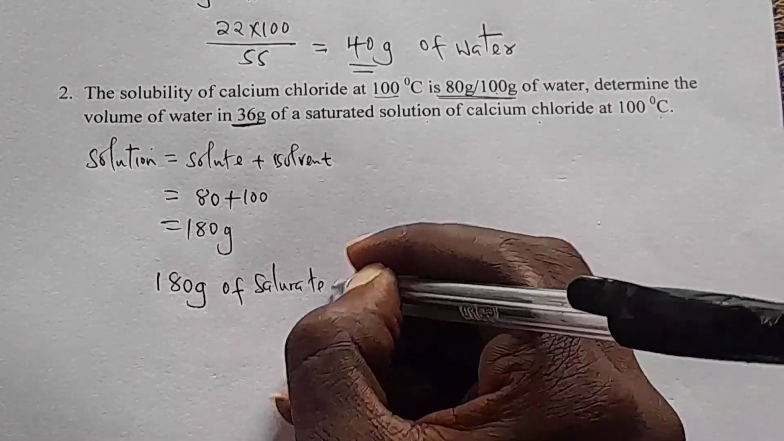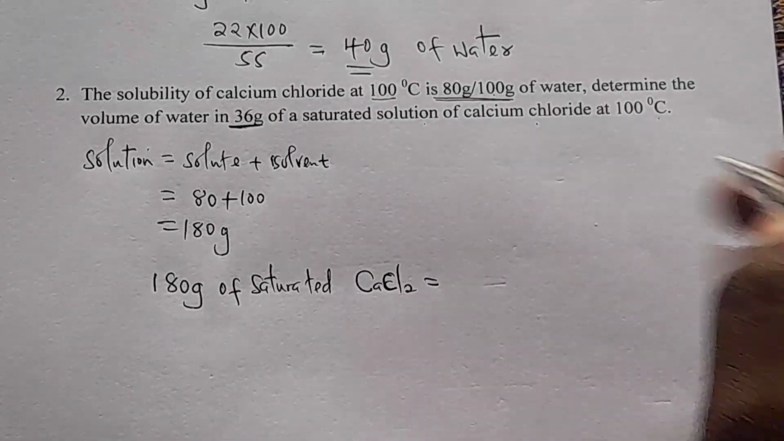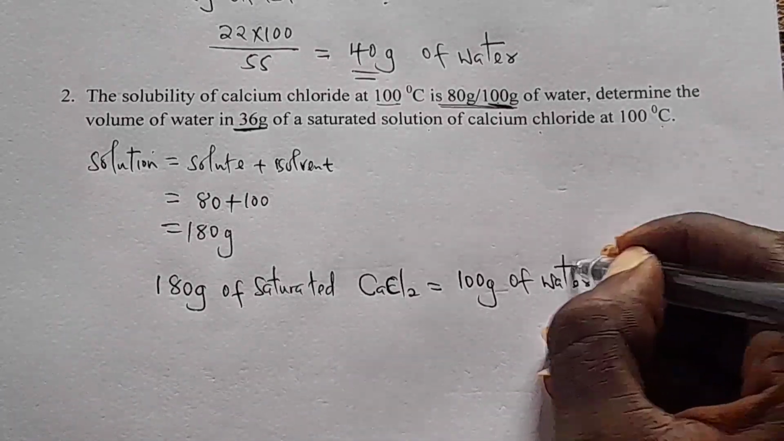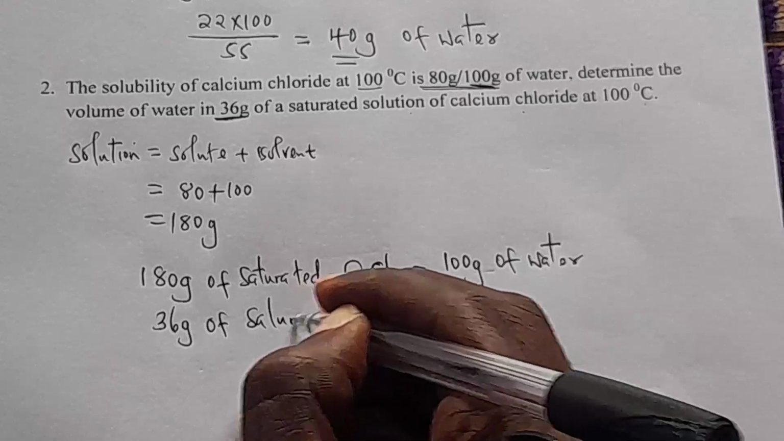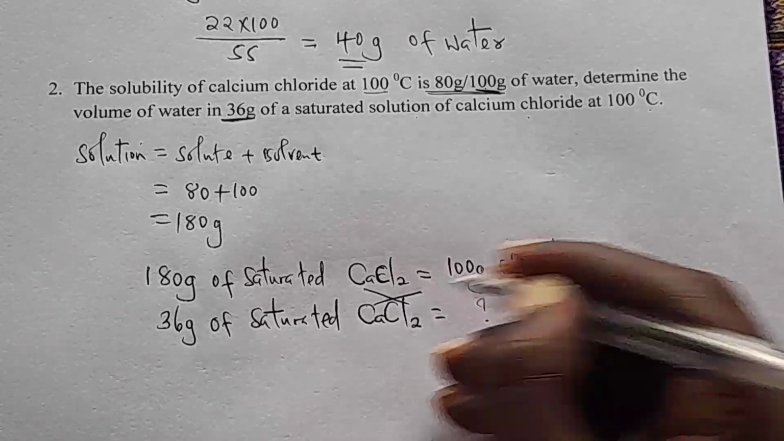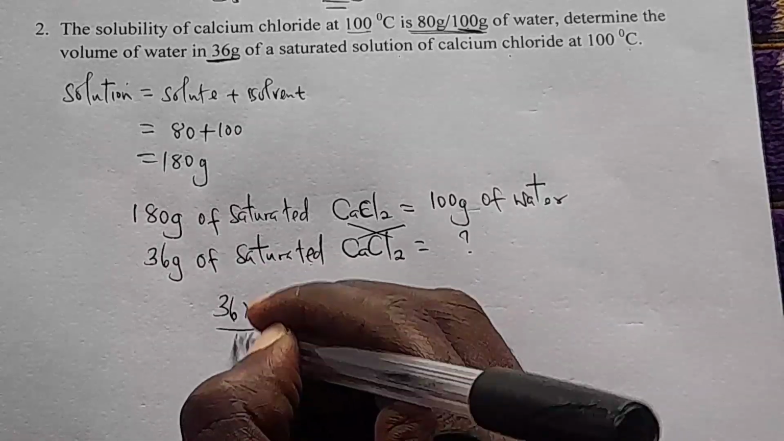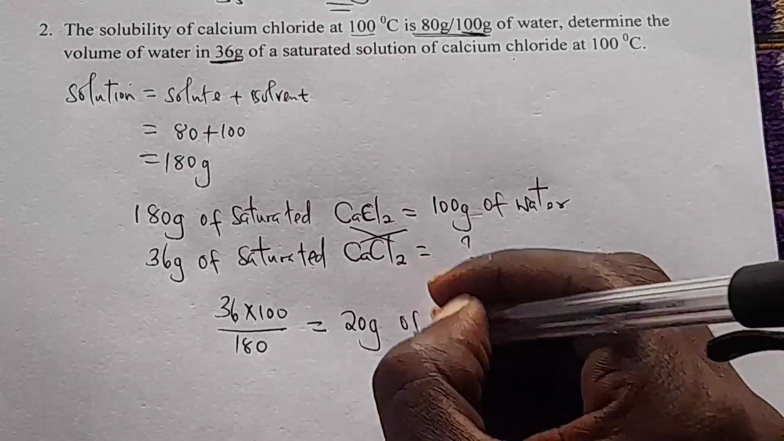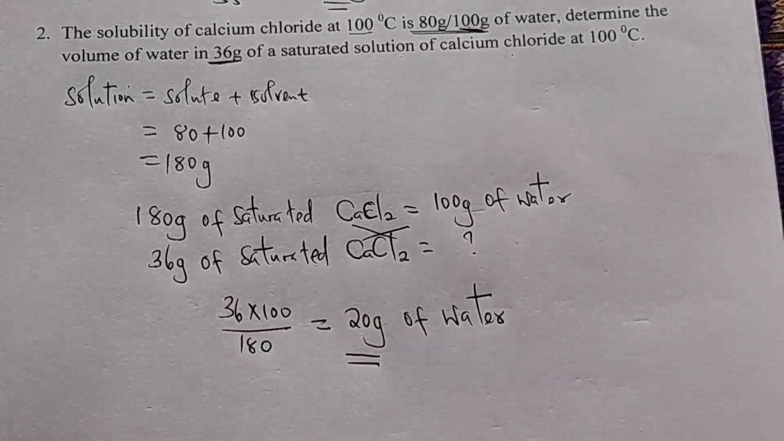That saturated calcium chloride, what amount of water was it containing? It was containing 100 gram of water. So we said, what about that 36 grams of saturated calcium chloride? So we are going to cross multiply and we are going to get the mass of the water there. So it will be 36 times 100 divided by 180. What are we going to get here? We are going to get 20 grams of water. So learners, that is the end of our lesson.